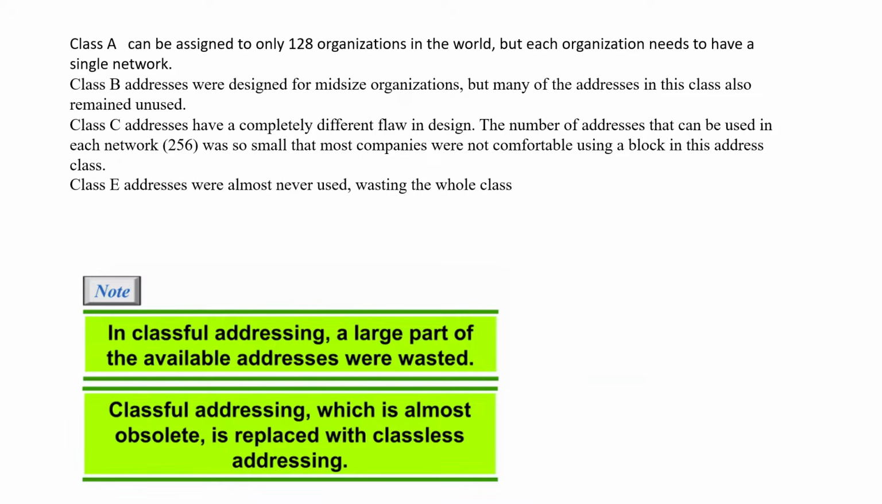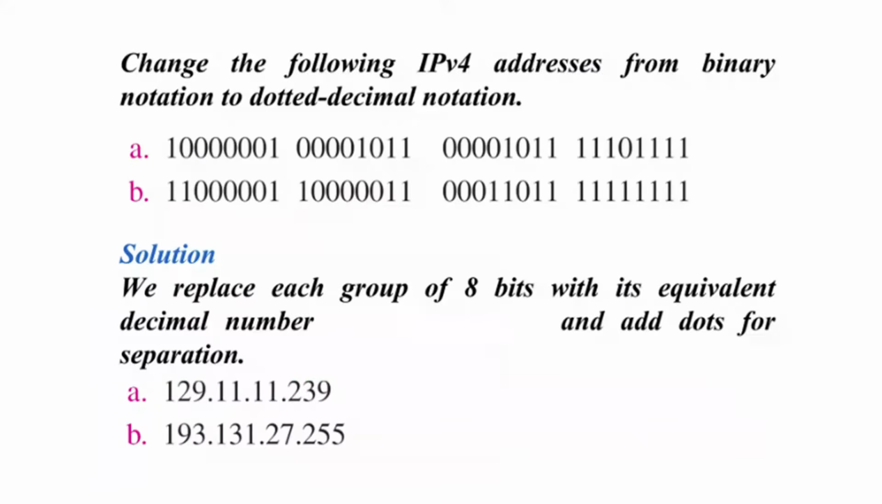And class D is always used for multicasting, and class E addresses were almost never used, so the whole classes were wasted. In classful addressing, a large part of the available addresses was wasted. Classful addressing is mostly obsolete, and it is currently replaced with classless addressing.